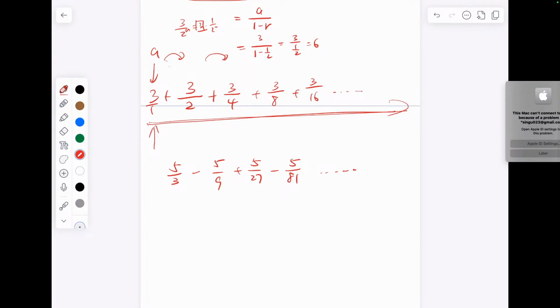That, 5 over 3. Okay, plus, or it's 1 minus, so minus negative 1/3. 5 over 3. It's 5 over 3. Hey, it's always that.